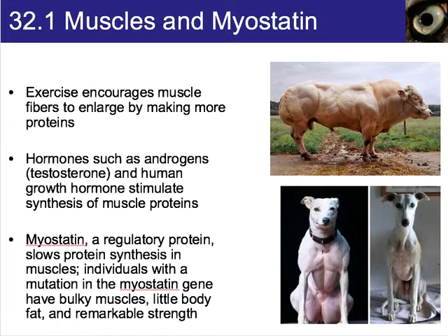And then there's this protein called myostatin. Myostatin is a regulatory protein that slows protein synthesis in muscles. Some individuals who have a mutation in the myostatin gene end up with really bulky muscles, little body fat, and remarkable strength. Here you can see a picture of a cow that has this disorder, as well as a picture of the same breed of dogs, one who has a genetic defect in their myostatin and one that does not. You can see how bulky they get.